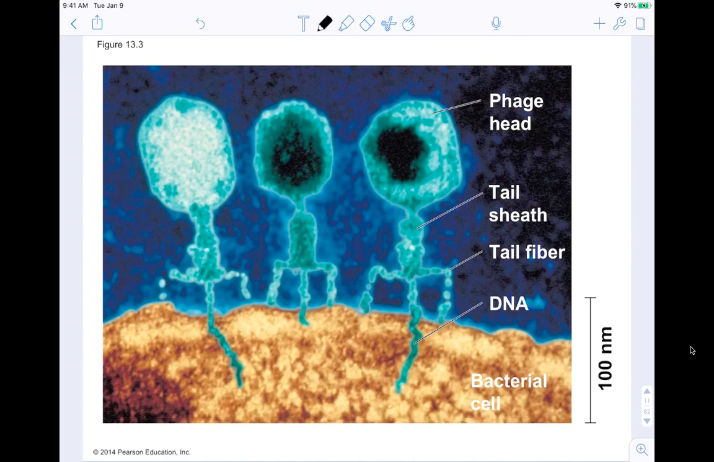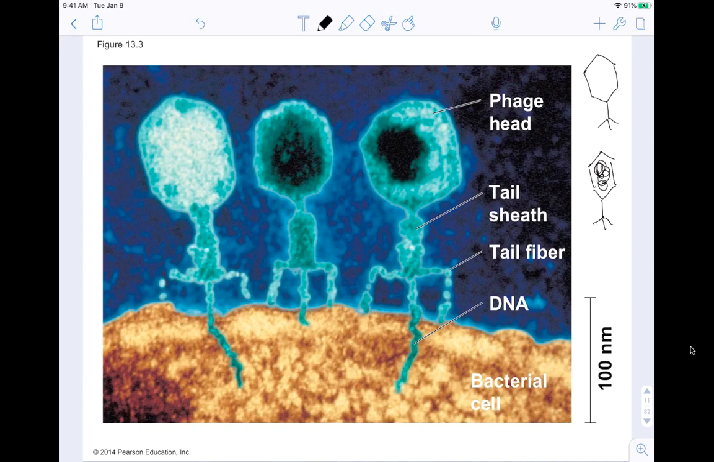This is a picture of what a bacteriophage looks like. To me, they look like little cookie robots from Despicable Me. You know what I mean? This is literally what they look like. They're little cookie robots. So the part that I just drew here, that's the protein coat. Inside of the head, that's the DNA. That's literally it.